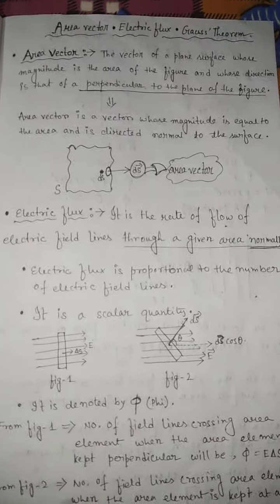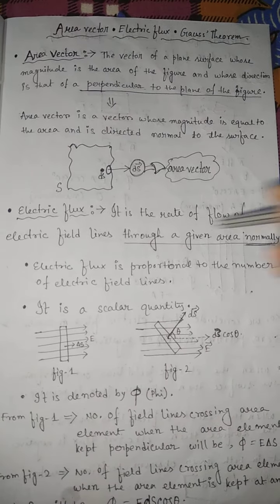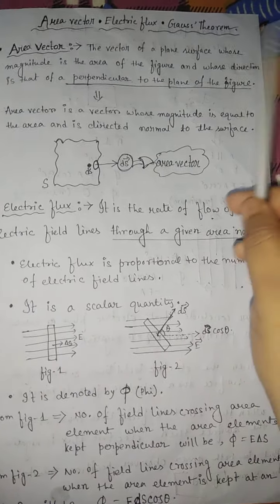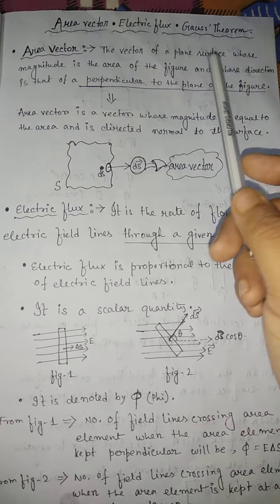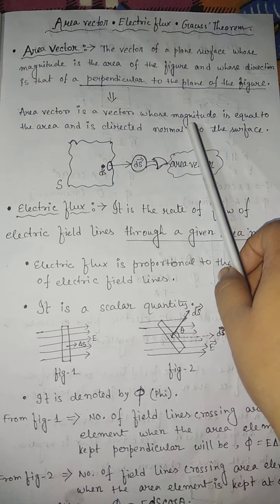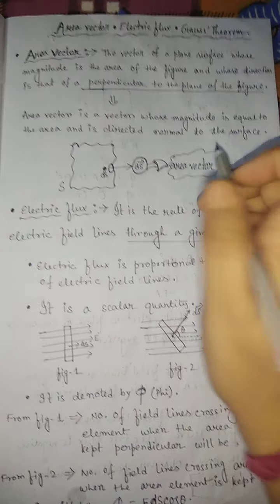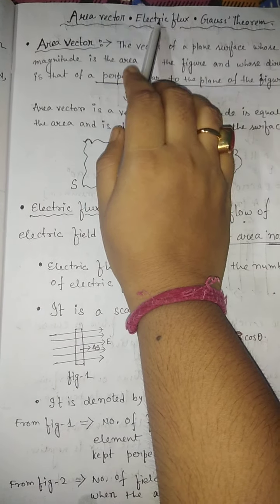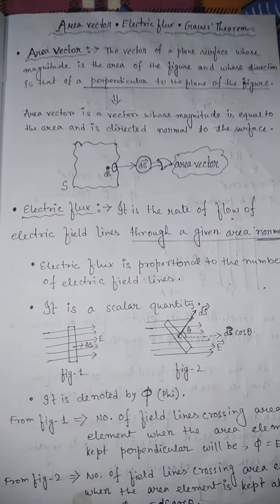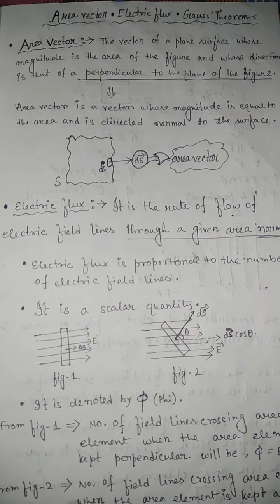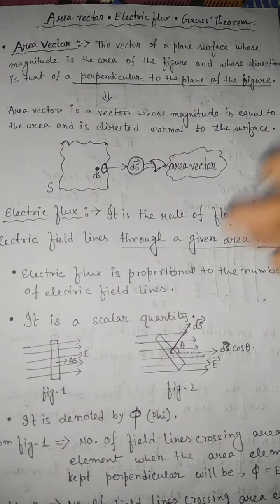Okay, so dear student, in this class we discuss a few new or important topics of this chapter: area vector, electric flux, and Gauss's theorem. In this class we discuss only area vector and electric flux. In the next class we discuss Gauss's theorem. Okay, so what is area vector?